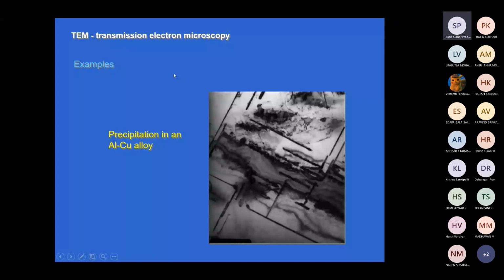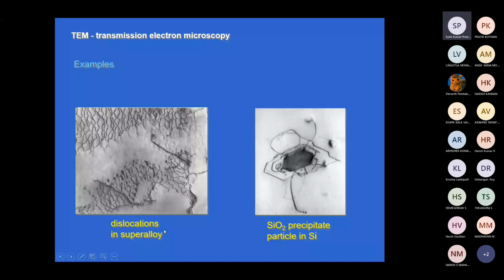Let's say we have a dislocation in the superalloy, and silicon dioxide precipitate particles in silicon. So let's say the silicon dioxide is precipitated in the silicon. We are able to see these images using a transmission electron microscope. This is one advantage: using a beam of high energy electrons, we are able to see the images in a very nice way.